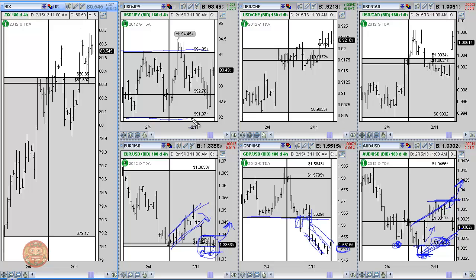Japanese yen, very quiet sideways movement. Looks like there's a little high here at 94.50. I'll be on alert here to see if this market continues to break down next week.